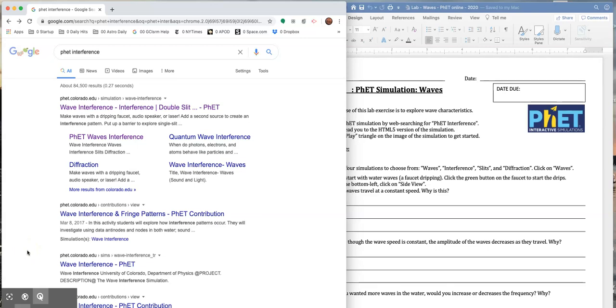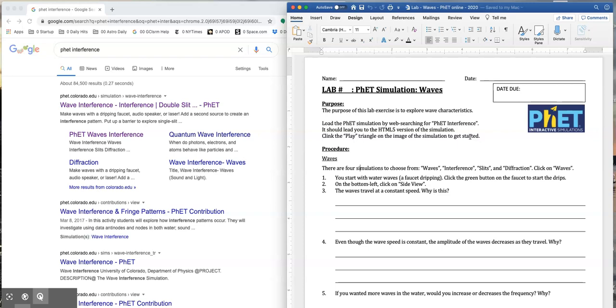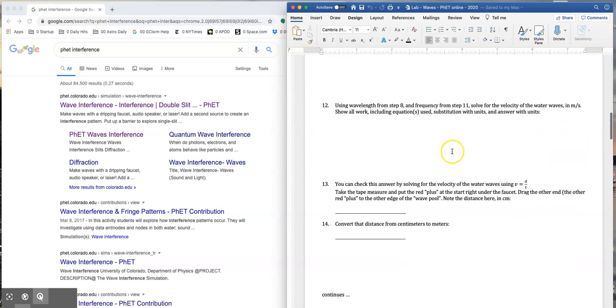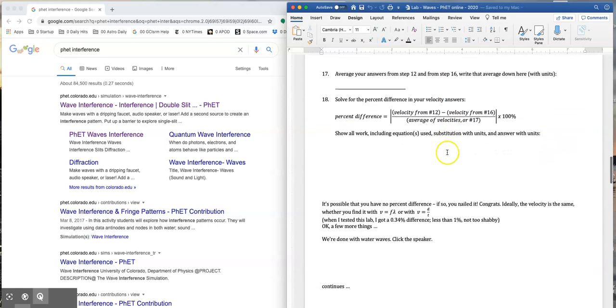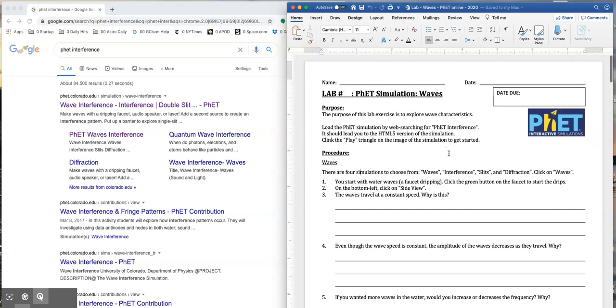Okay, so this video is for the PhET simulation on waves. I think the main sticking point is down here where there's a percent difference calculation, and I want to get to that. But first, let's take a look at the app and how to get there.